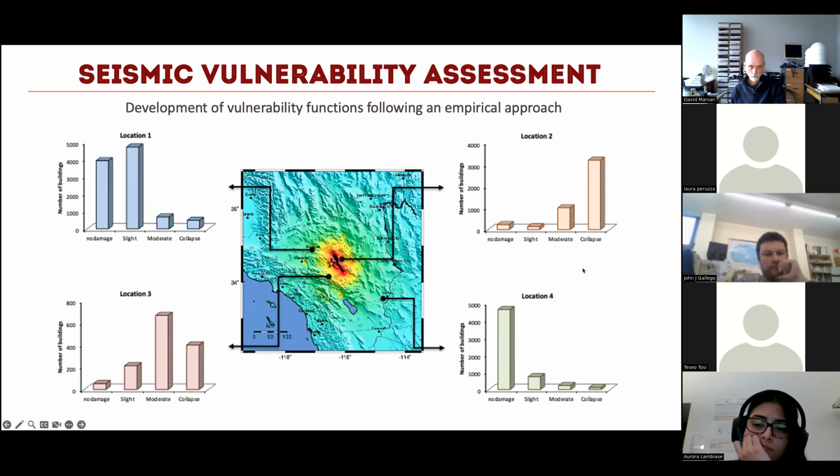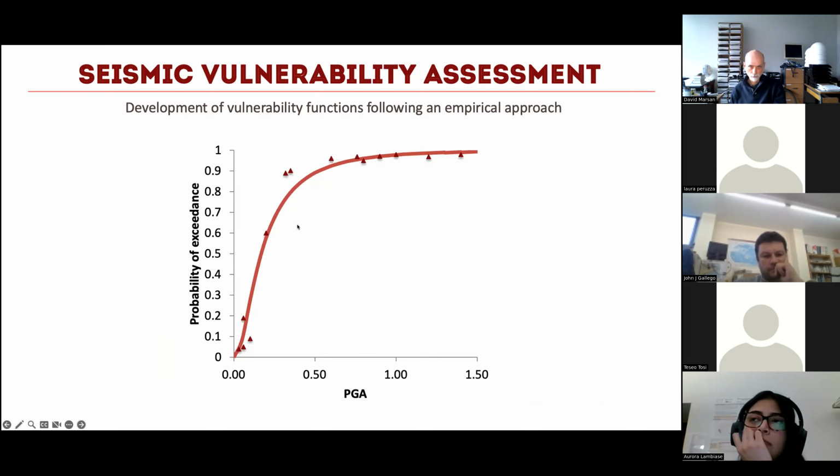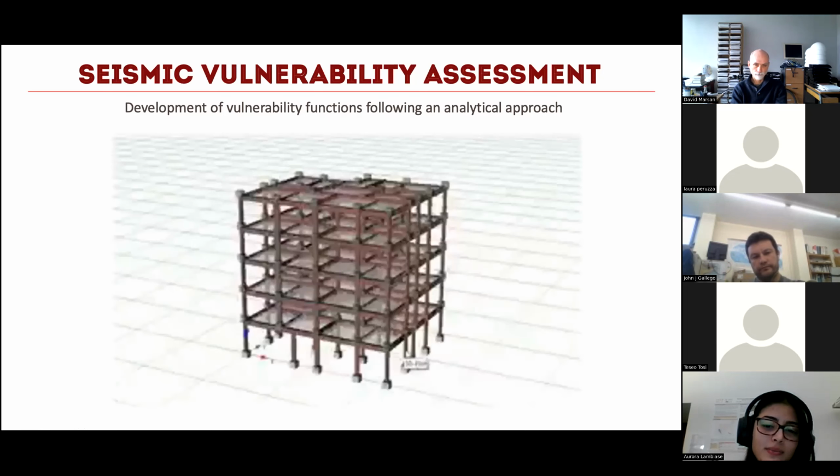If I plot the number of buildings expected to exceed a given level of damage, I think this was actually for slight damage, what I'm showing here, I can draw a curve, a lognormal cumulative distribution, for example, and this is now my curve. For a given level of PGA, for example 0.5, I can see there's almost a 90% chance that my building is going to have slight damage. This is for empirical curves.